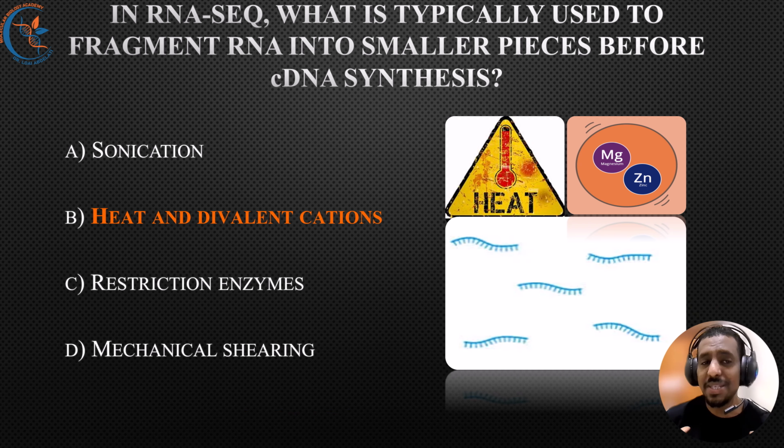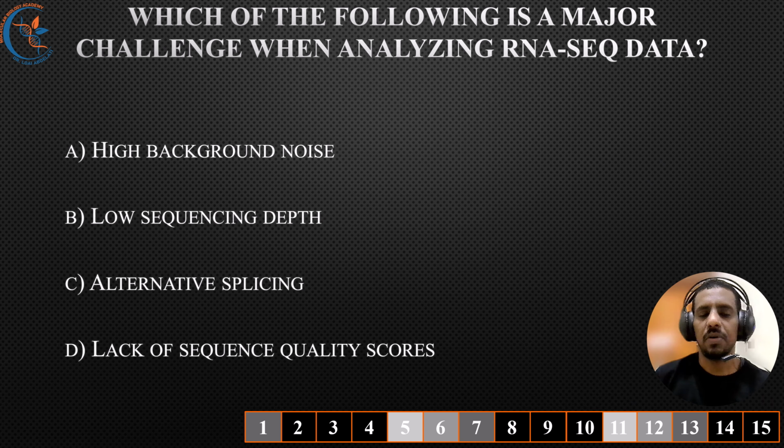Alright, in RNA sequencing, RNA fragmentation is usually done by applying heat in the presence of what? In the presence of divalent cations like magnesium or zinc. This method breaks the RNA into smaller manageable pieces needed for efficient cDNA synthesis. Alright, let's move on.